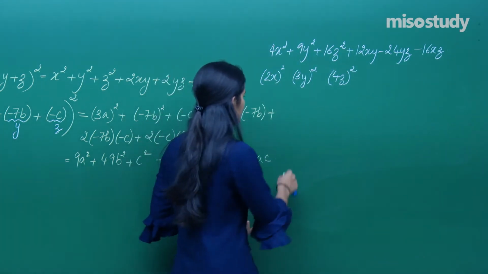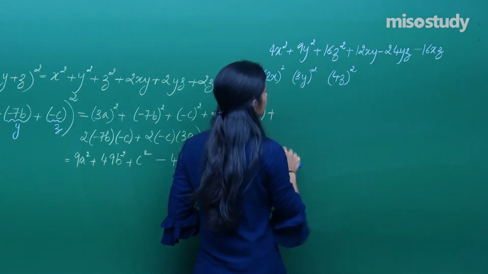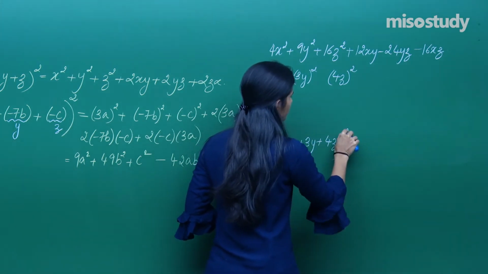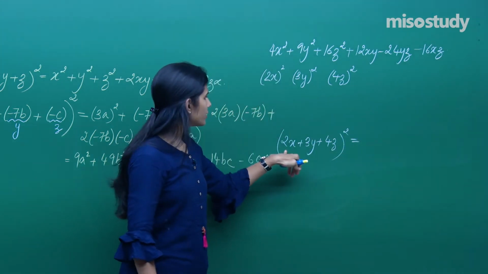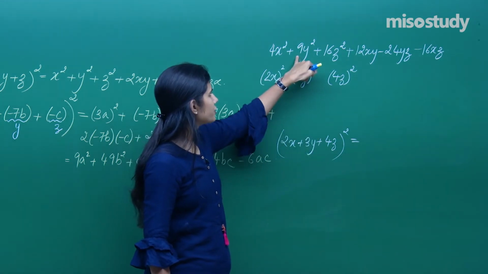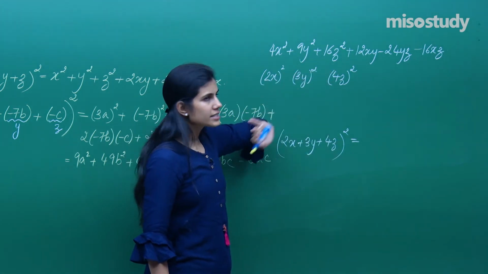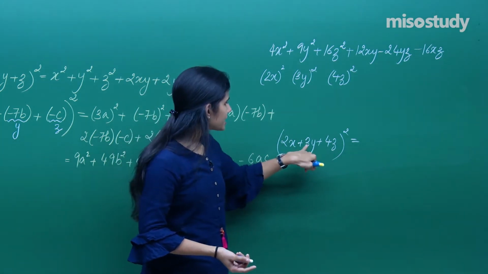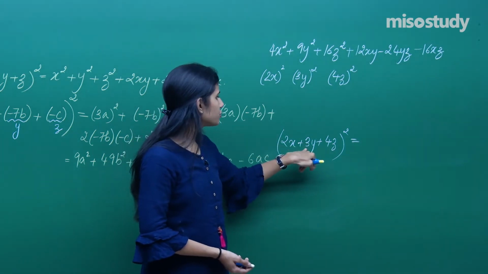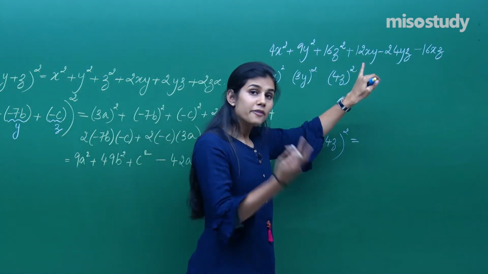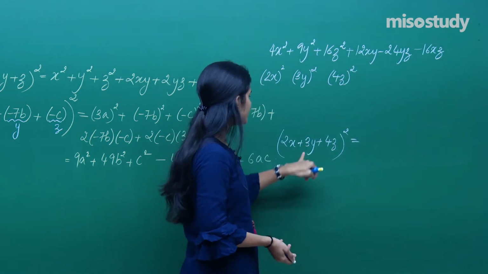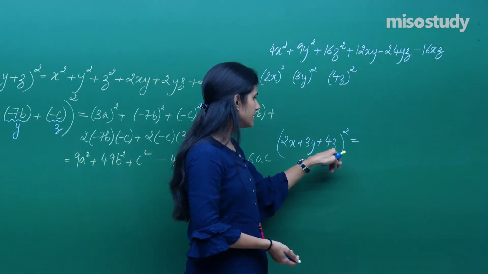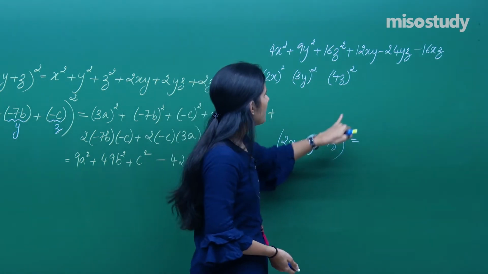No, I cannot. Because if I take a as 2x, b as 3y, c as 4z, then (2x plus 3y plus 4z) whole square. In this expansion, of course, you will get (2x) whole square, that is 4x square, plus (3y) whole square, which is 9y square, plus (4z) whole square, which is 16z square. After that, you want 2xy or 2ab. So 2 into 2x into 3y, that is 2 into 2, 4 into 3, 12xy, which you will get. After that, it will be 2bc. So 2 into 3y into 4z, which is going to give you 24yz, but with a plus sign.